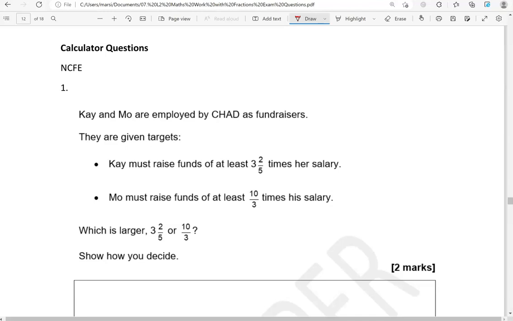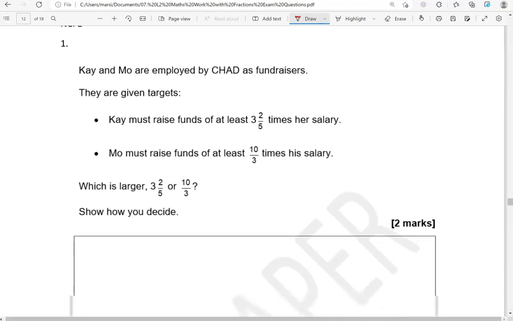Kay and Mo are employed by CHAD, which is a charity, linked to a previous question, which isn't here, but the context is not as important. So they are employed as fundraisers. They are given targets. Kay must raise funds of at least 3 2/5 times her salary. Mo must raise funds of at least 10/3 times of his salary. Which is larger, 3 2/5 or 10/3? Show how you decide.